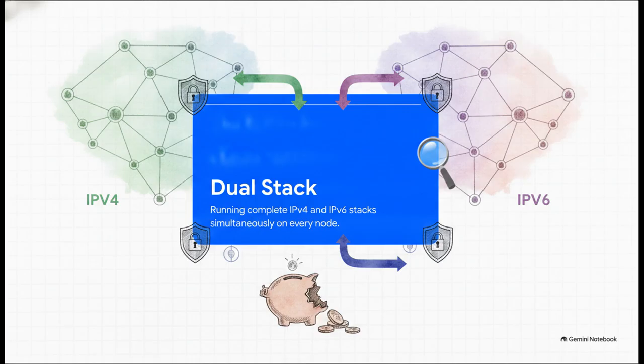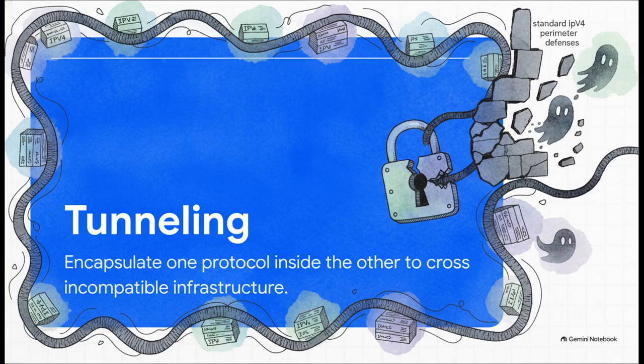However, for a security architect, it literally doubles your policy surface, and crucially, it entirely fails to solve the actual IPv4 address exhaustion issue. Second, there's tunneling. Technologies like 6-in-4, 6-to-4, and Teredo encapsulate one protocol inside the other just to cross incompatible routing infrastructure. The core risk here? Well, tunnels are a perimeter security architect's absolute nightmare. They encapsulate traffic in a way that effortlessly bypasses your standard IPv4 perimeter defenses and inspection points.